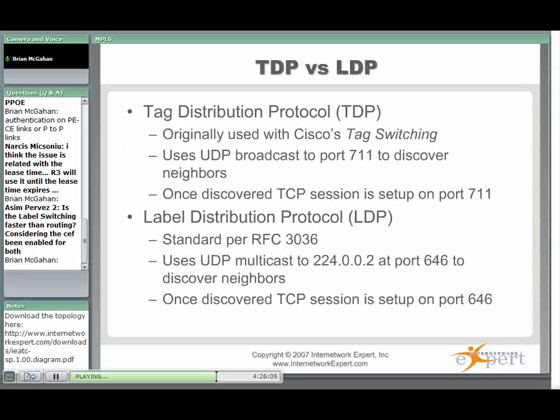Okay, so today we're going to focus on LDP and TDP. Then when we get to MPLS VPNs, we'll talk about the multi-protocol BGP, and when we get to traffic engineering, we'll talk about RSVP in more detail.